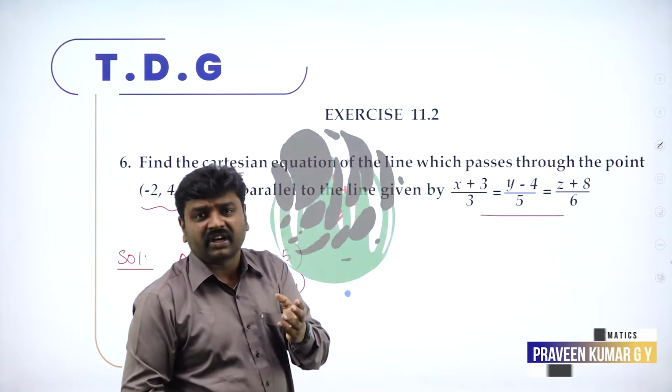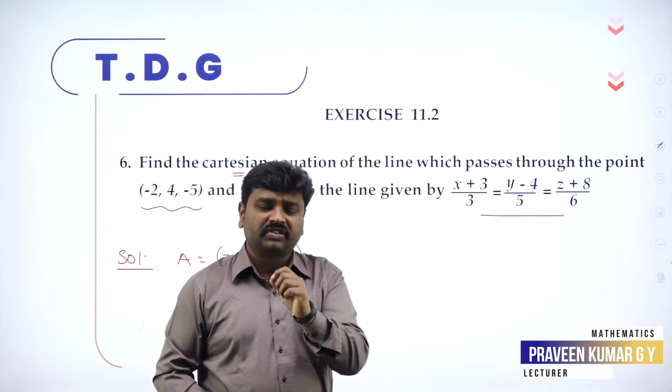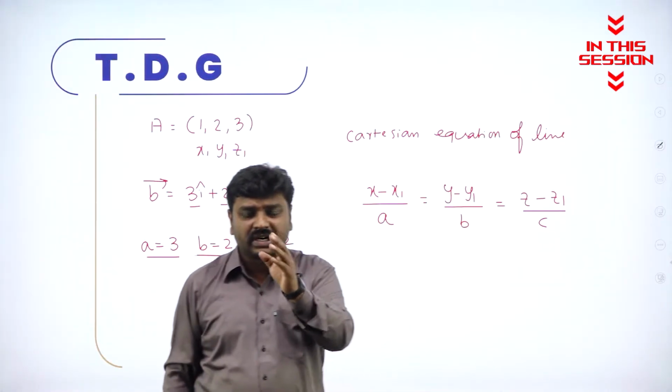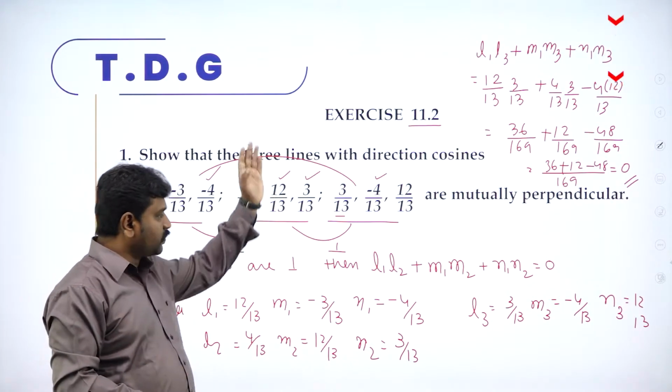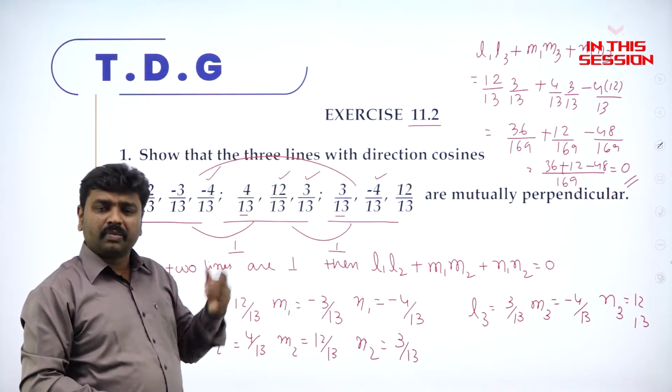Difference between line and vector is what? Line and vector both are same, but vector will have direction. And A, B, C are the direction ratios of parallel vector. Means first line is perpendicular to second, second is perpendicular to third, and first and third also perpendicular.